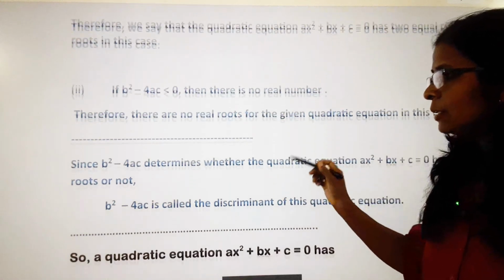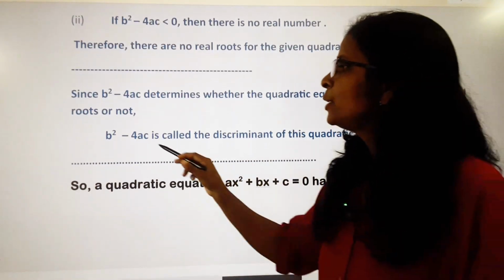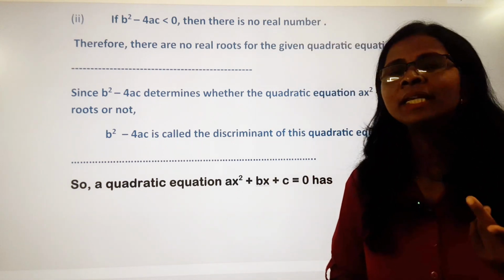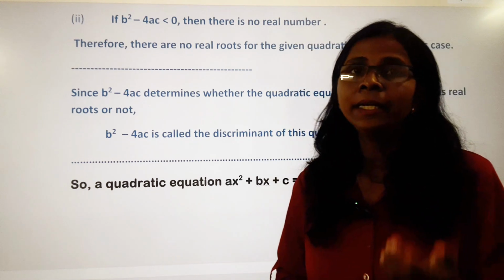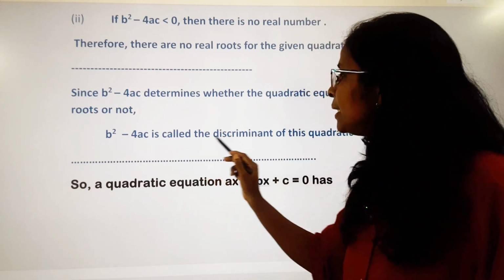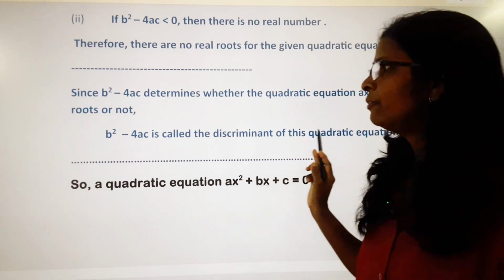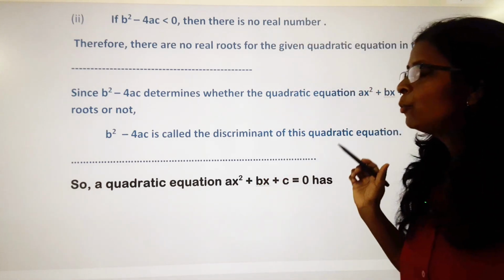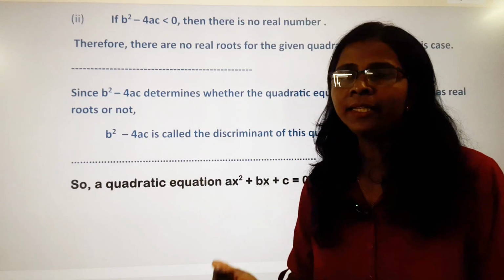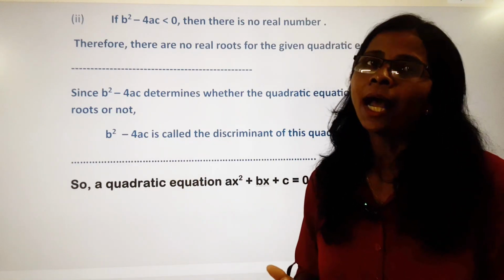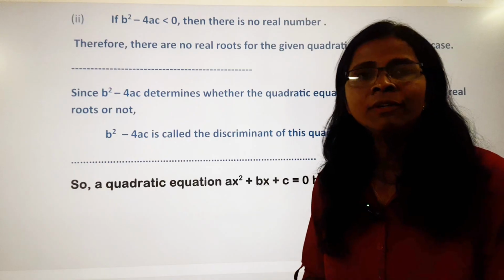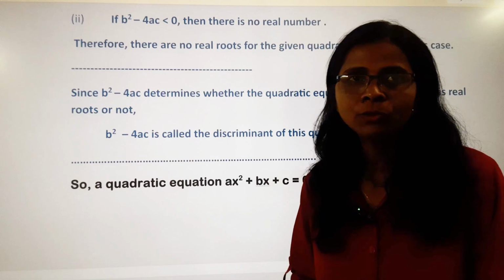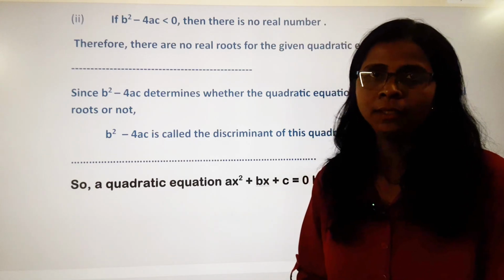Now next, we find the value of b² - 4ac. What is the meaning of that b² - 4ac? It is called the discriminant of this quadratic equation. This is known as the discriminant. From the discriminant we can identify whether the given quadratic equation has real roots or non-real roots, and how many roots there are.